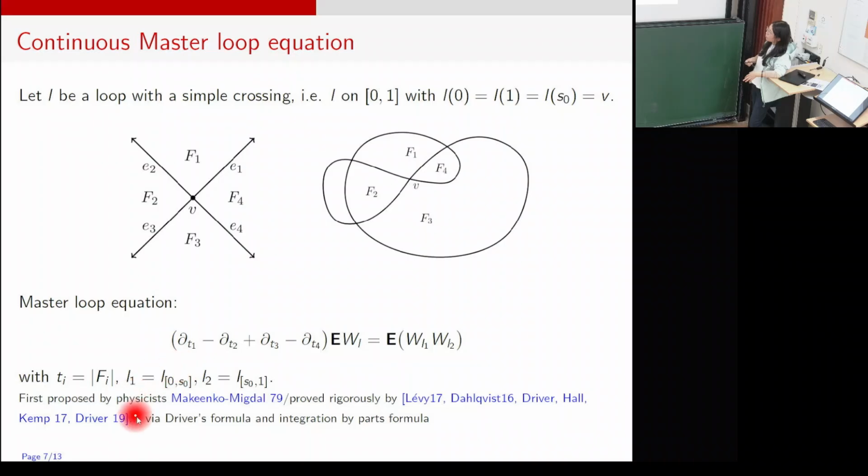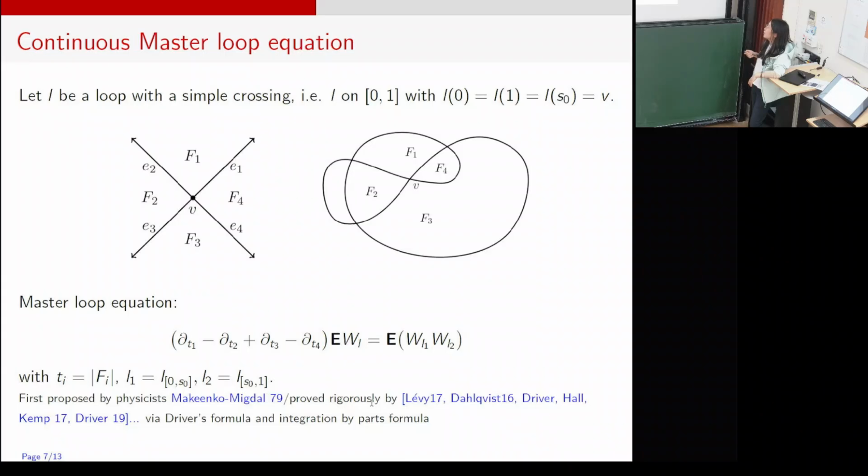It was first proposed by physicists, Makeenko and Migdal, who gave an intuitive proof for it. Later it was first rigorously proved by Thierry Lévy and Dahlqvist, and later by Driver, Hall and Kemp, and also Driver, who used different approaches to give a proof of this master loop equation in the continuum case. Their techniques are also based on Driver's formula and the integration by parts formula.